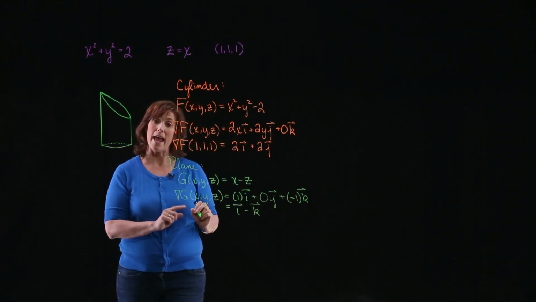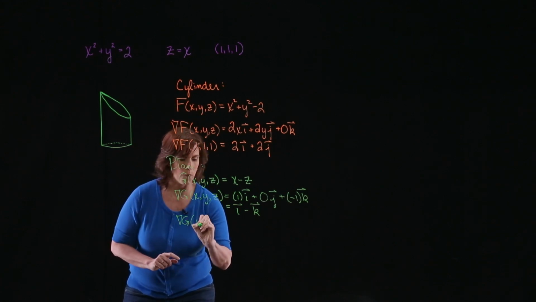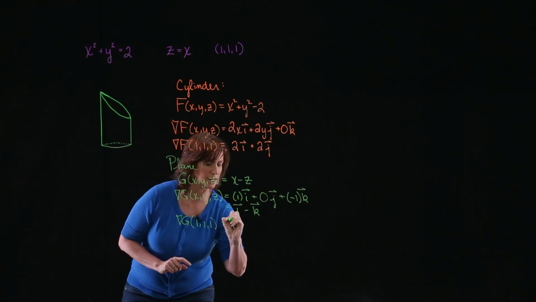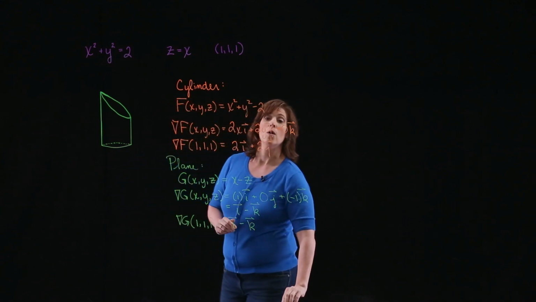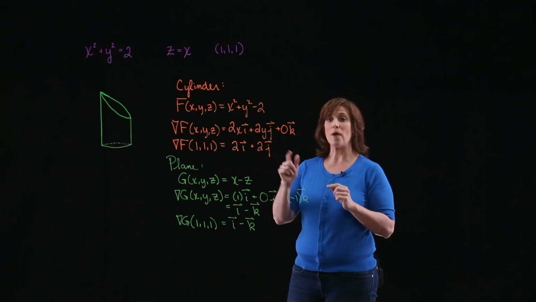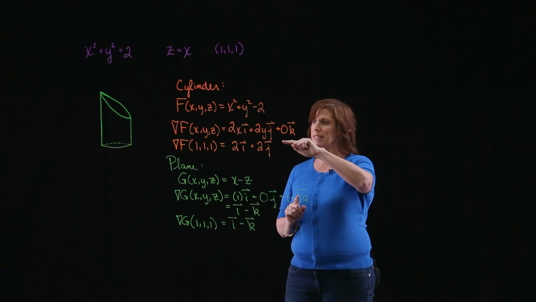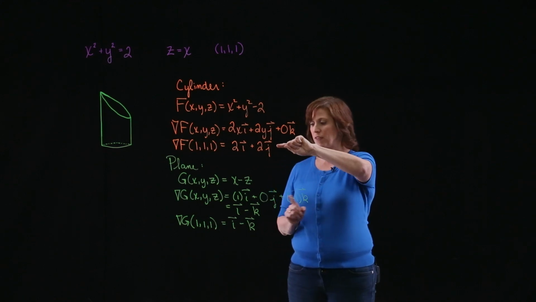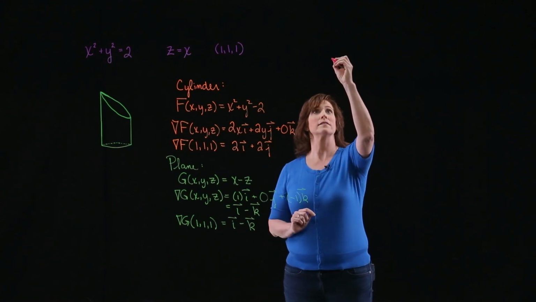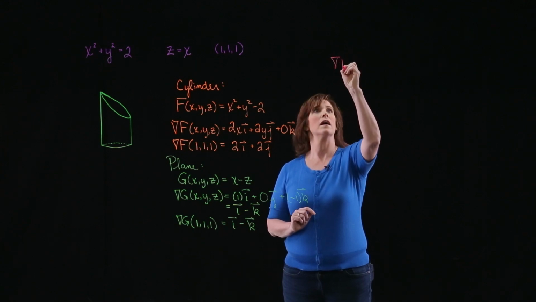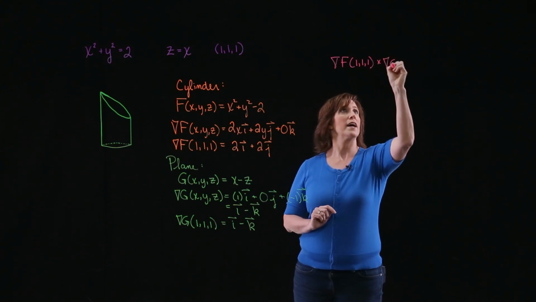Now I'm interested in what's happening at the point (1, 1, 1), but it's interesting to note here that the gradient at (1, 1, 1) is still just i minus k. All right, now we know that the gradient gives us the direction of a normal vector. So I'm looking for a tangent. Well, if I take the cross product of these two vectors, let's take a look at that.